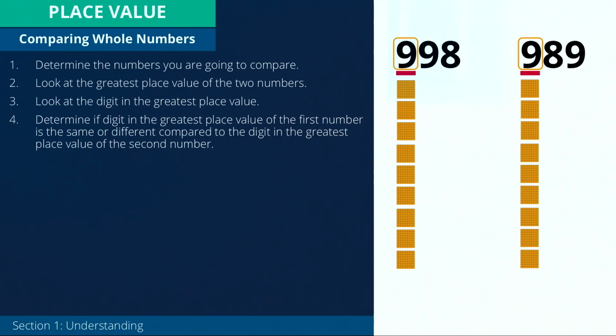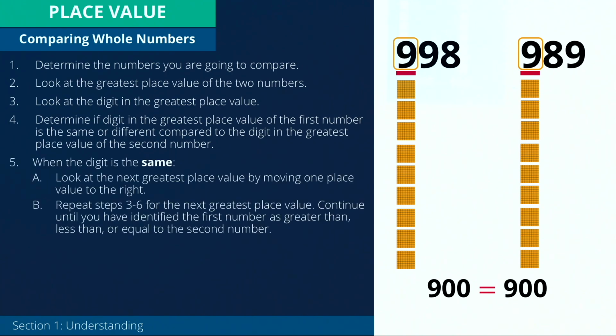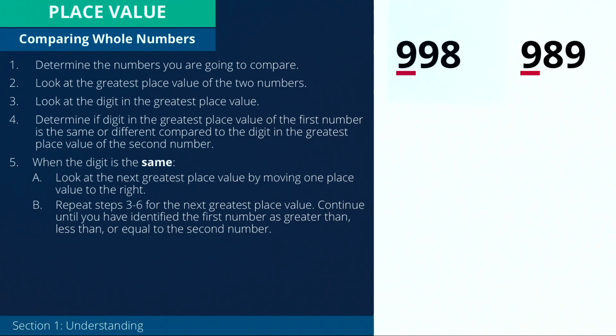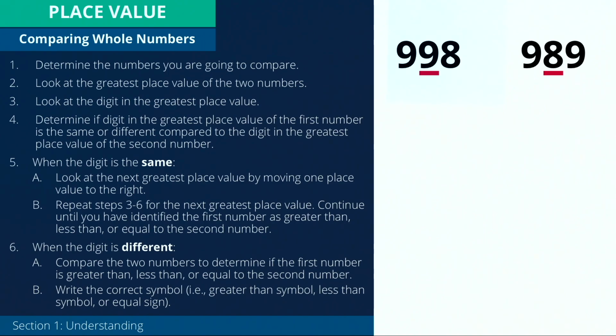I ask if the digit in the greatest place value of the first number is the same or different to the digit of the greatest place value in the second number. Here, 900 is the same as 900, so the digit is the same. So it's now time for me to look at the next greatest place value by moving one place value to the right. Now I'm going to compare 9 to 8, or 9 tens to 8 tens, or I could think about that as 90 to 80. 90 is greater than 80, so now I see that the digit is different. So 998 is greater than 989.